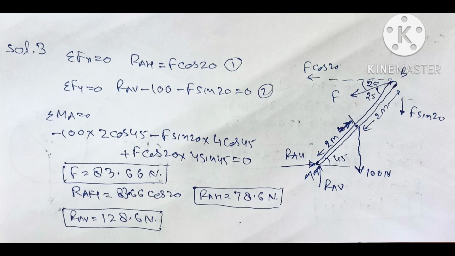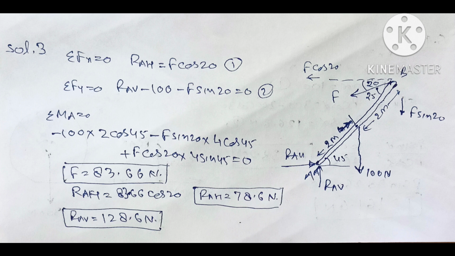Now make the equations sigma Fx 0, sigma Fy 0 and sigma M equal to 0. So the first equation will be plus RAH minus F cos 20 equal to 0, RAH equal to F cos 20. Sum of all vertical forces equal to 0. It will give you plus RAV minus 100 minus F sin 20 equal to 0. Equation number 2. Then we will take moment about point A.